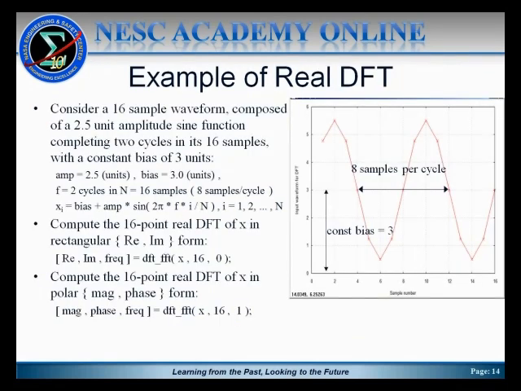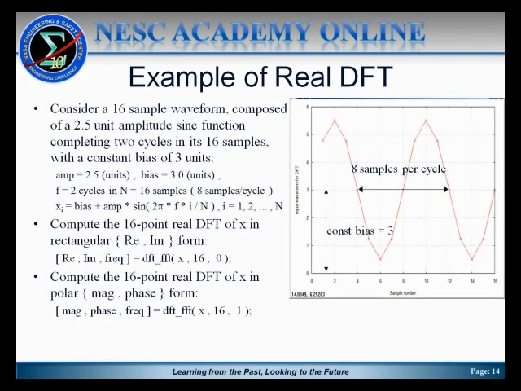Now, as promised, I'll show an example of a real discrete Fourier transform for a real simple sinusoid, so we can investigate what you get out and what the magnitudes of the signals would be when you compute the discrete Fourier transform of such a signal. Let's consider a 16-sample waveform that consists of a 2.5 unit amplitude sine function that computes 2 cycles in its 16 samples with a constant bias of 3 units.